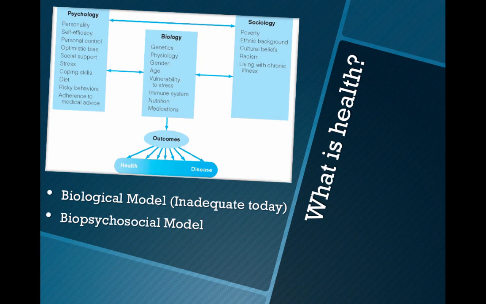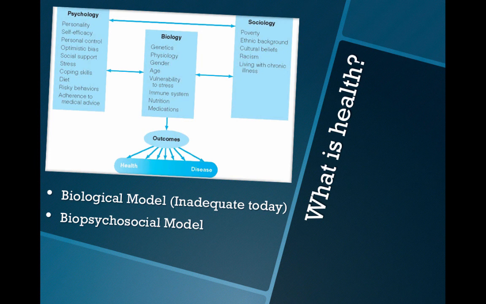So the current model that is used that better fits what we do today is the biopsychosocial model. This model holds that many diseases result from a combination of factors, such as genetics, physiology, social support, personal control, stress, compliance, personality, poverty, ethnic background, and cultural beliefs, right? So when we look at how our bodies function and whether or not we have these diseases, not only do these diseases fall on a spectrum, but the causes are very diverse, right?